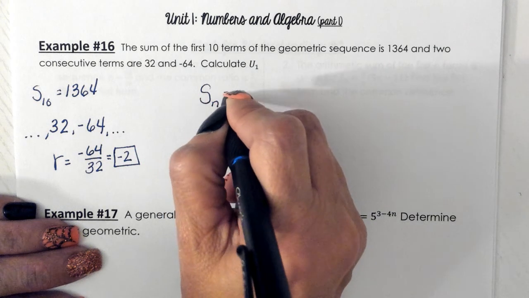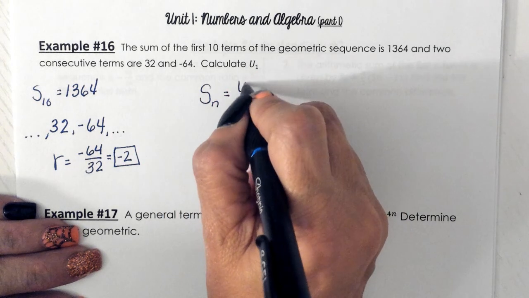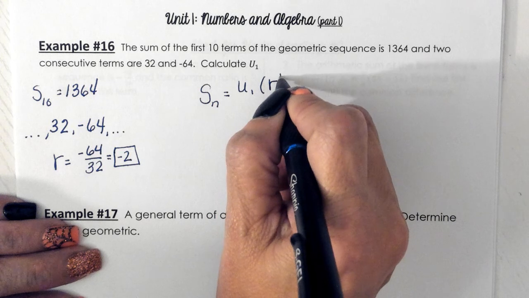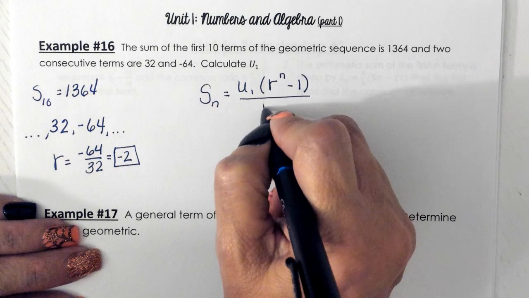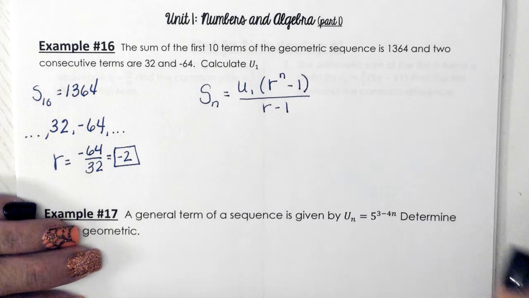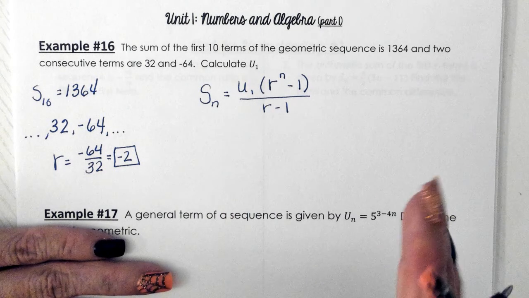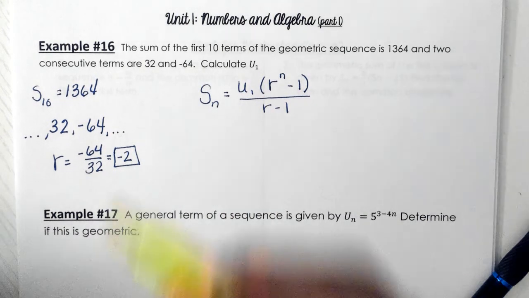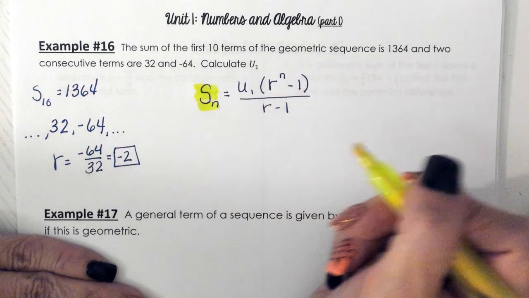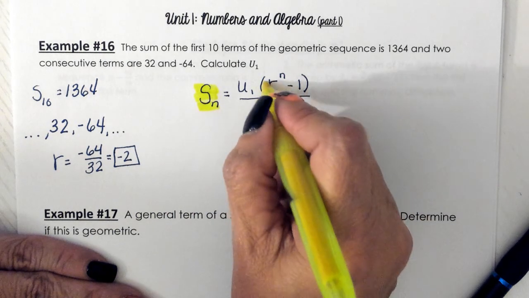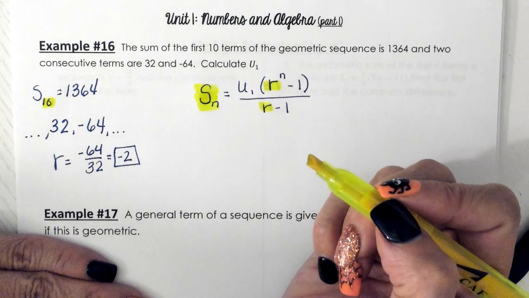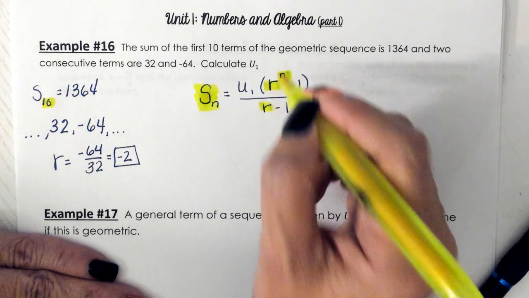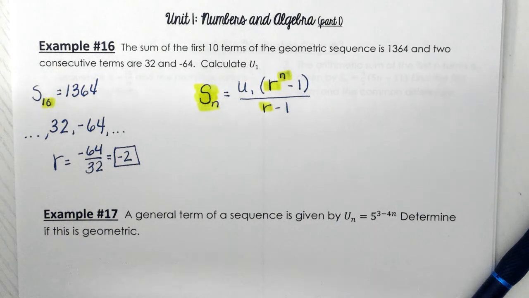S sub n equals u sub 1. Oh, there goes my washer again. It's a haunted washer. There we go. I'm going to plug in values that I know. I know R. And do I know the N? Yeah, the N is 10. So I also know that. I know everything except u sub 1.